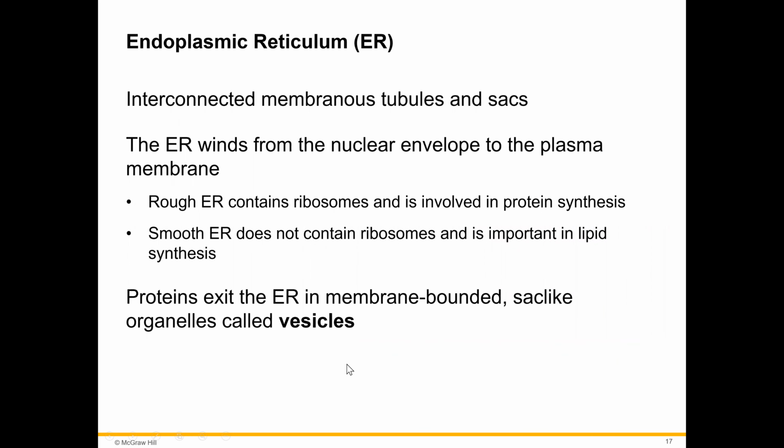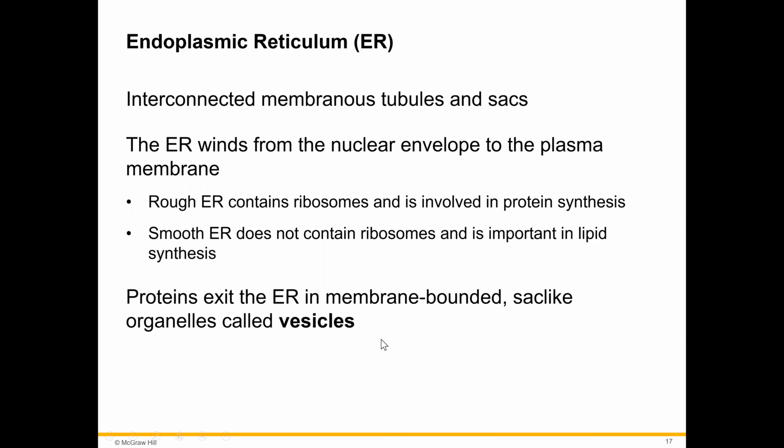Endoplasmic reticulum, or ER, is interconnected membranous tubules and sacs. ER winds from the nuclear envelope to the plasma membrane. We have two types of ER. Rough ER contains ribosomes and is involved in protein synthesis, because if it has ribosomes and ribosomes synthesize proteins, then rough ER is also involved in protein synthesis. Smooth ER does not have ribosomes. So if it doesn't have ribosomes, it cannot make proteins. Then it's important in lipid synthesis. Proteins exit ER in membrane-bounded sac-like organelles called vesicles.